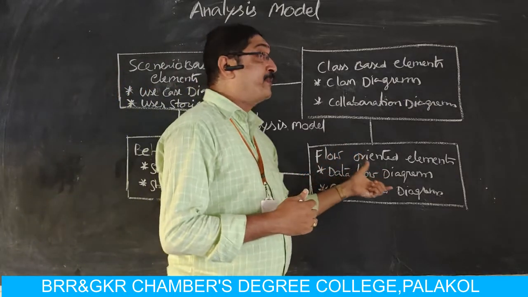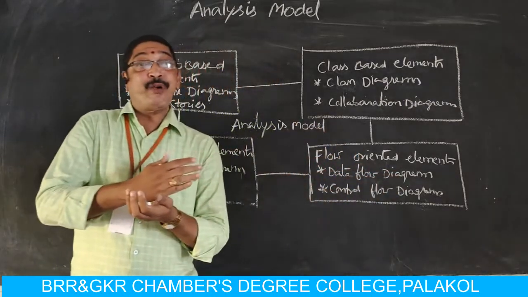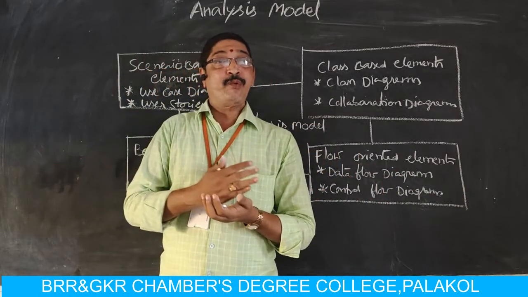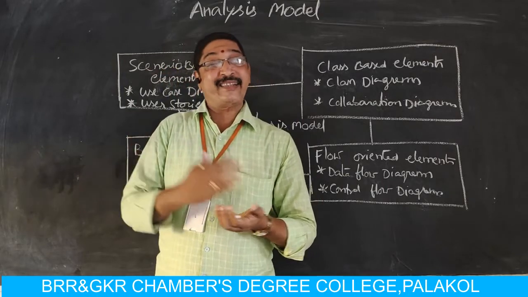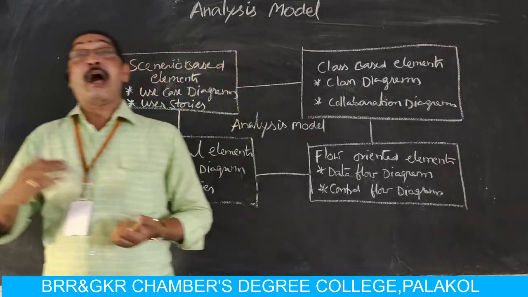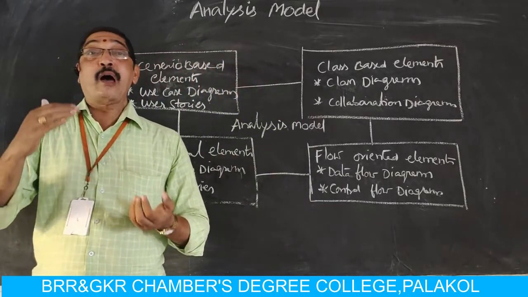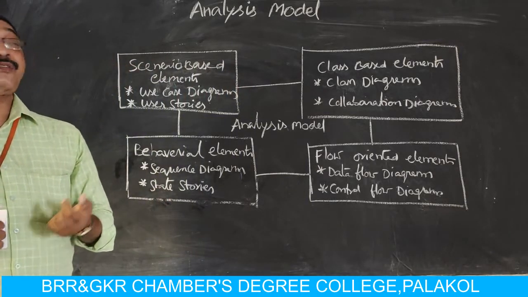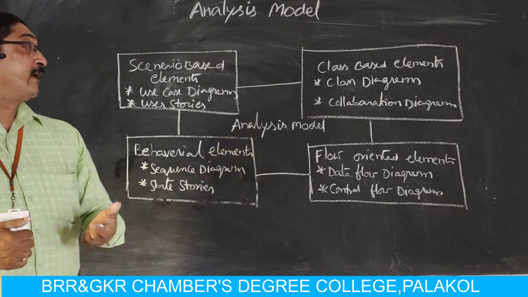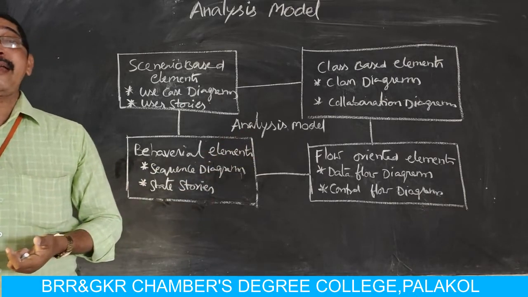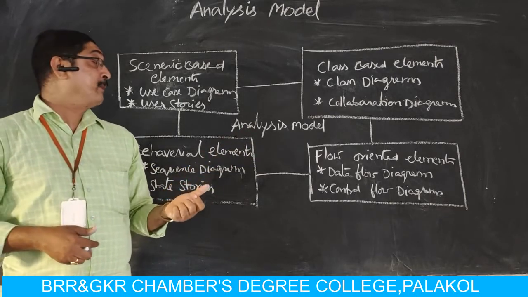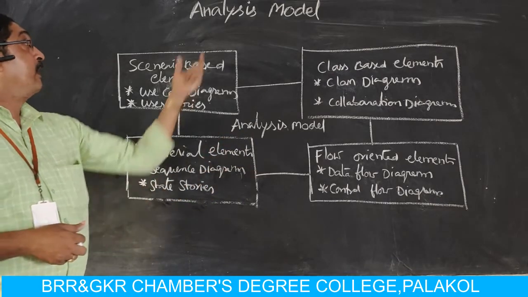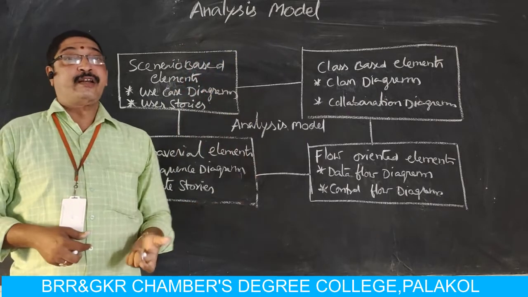Sometimes data objects will flow from one place to another place in the system. In this case, how these data objects will change will be explained with the help of these flow-oriented elements. In this flow-oriented element, we will have data flow diagrams and control flow diagrams. This is about analysis model and its components.